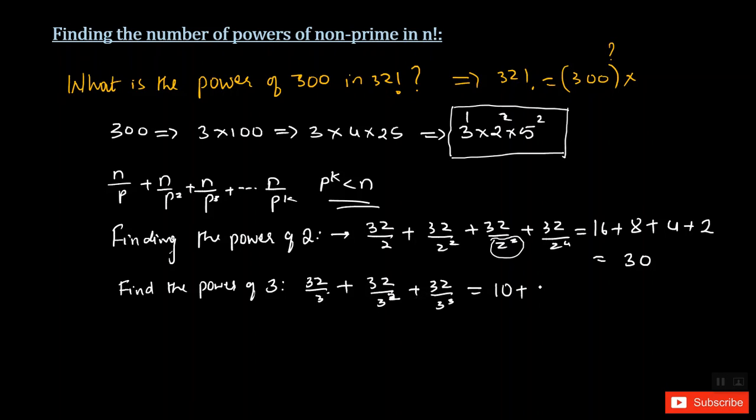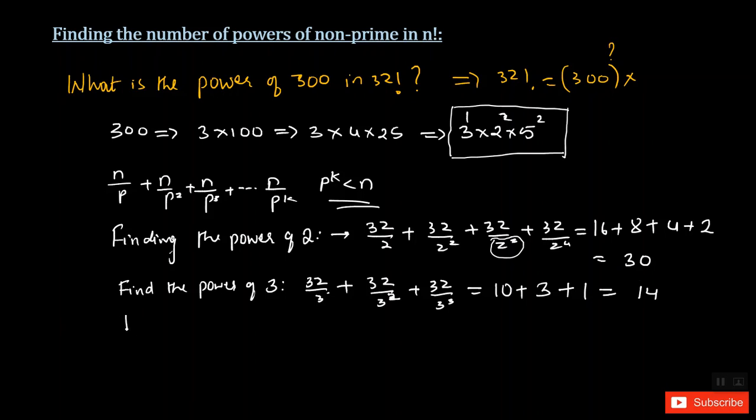So 32 divided by 9 gives you approximately 3.3 something. So I'll just take it as 3 plus 32 divided by 27. It gives 1.66 something. So I'll just consider the whole number as 1. So add up all what you get here, you will get the result as 10 plus 3 plus 1, total 14. It means 3 to the power 14. It means 3 appeared 14 times in 32 factorial.